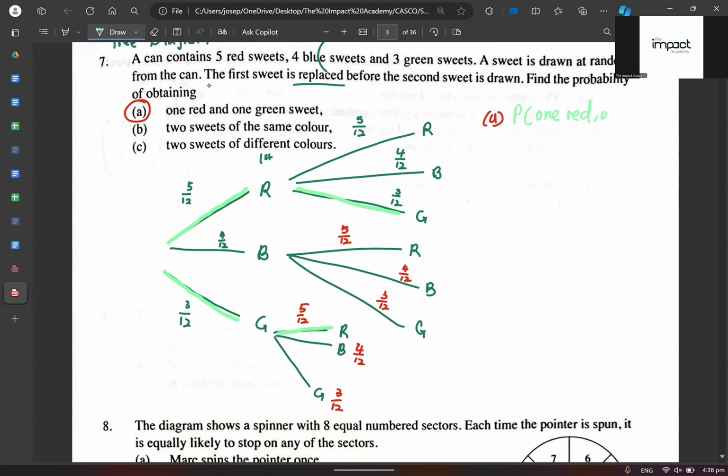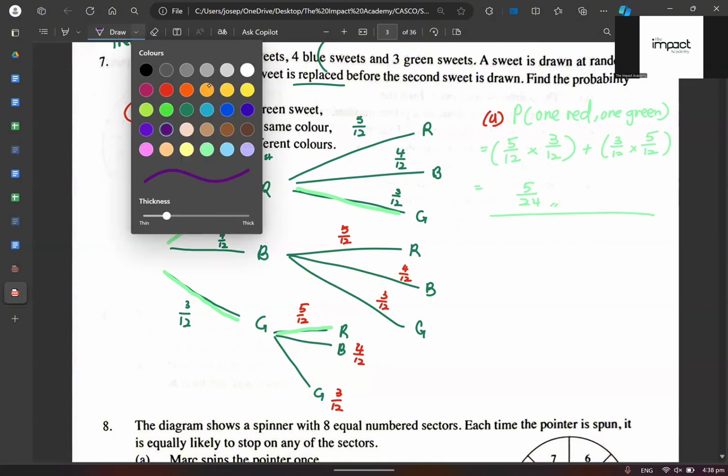Can you see? Is it too bright? I just color coded them, so at least you can see. So you basically go 5/12 times 3/12, plus 3/12 times 5/12. Is this something that you can understand? Okay, so in that situation, your answer has to be 5/24, and therefore my answer for this question has to be 5/24.